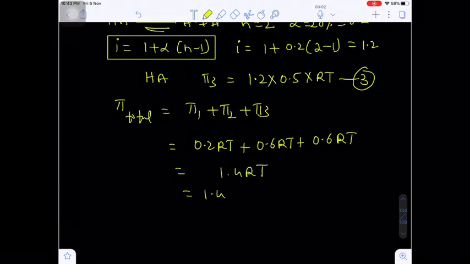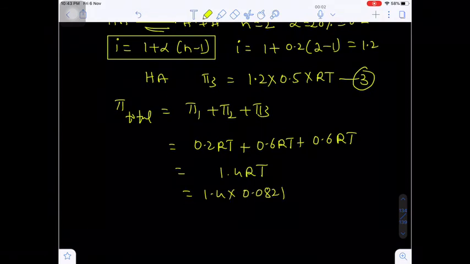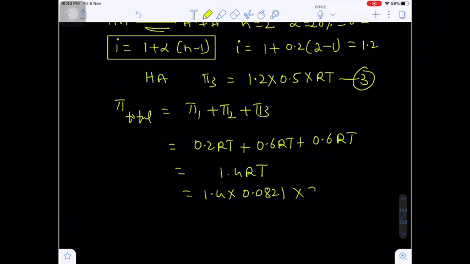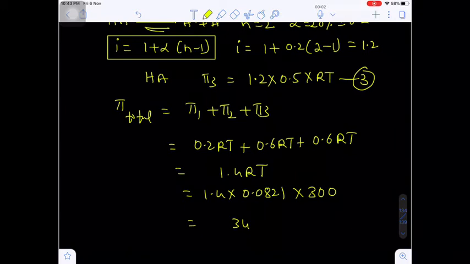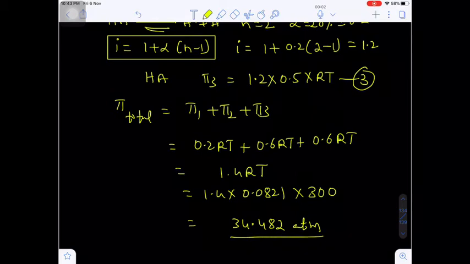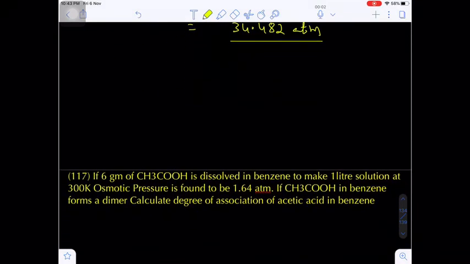So what is the R value here in terms of liter atmosphere? 0.0821 liter atmosphere mole inverse Kelvin inverse, and temperature will be 300 Kelvin. So finally 34.482 atmospheres. This is the total mixture osmotic pressure.